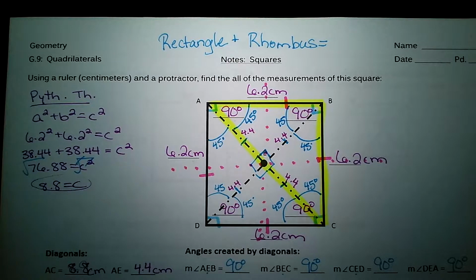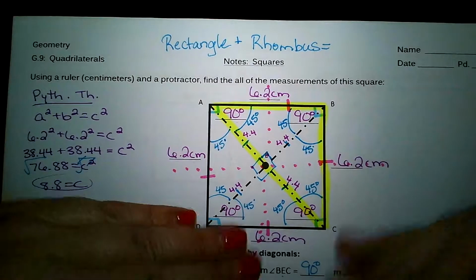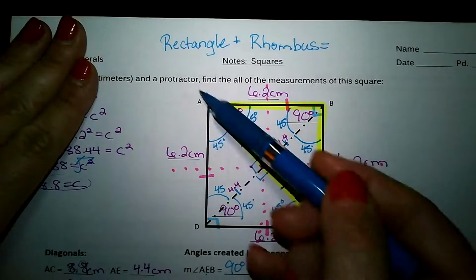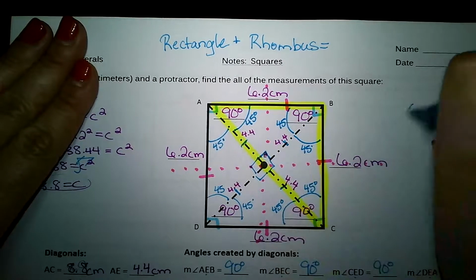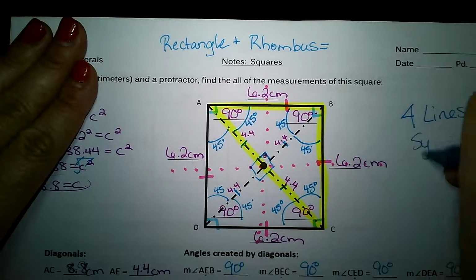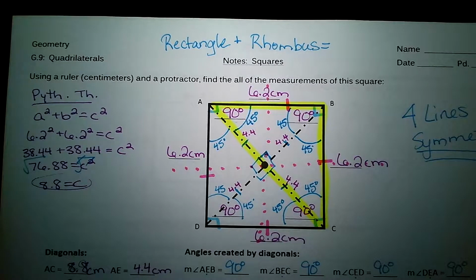In fact, how many lines of symmetry are in this square? Think about that a second. We can fold the square top to bottom, left to right. We can also fold the square along the diagonals for a total of 4 lines of symmetry. Other cool things about the square. Hold on, there's more cool things.